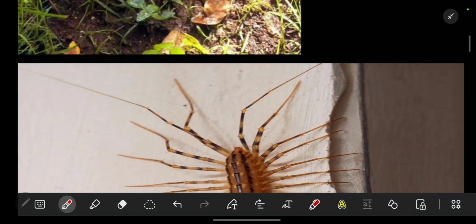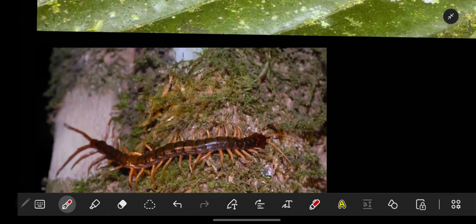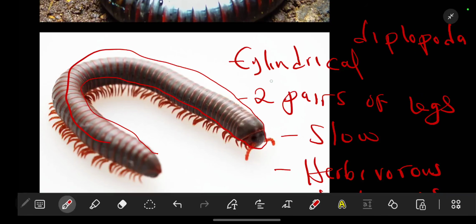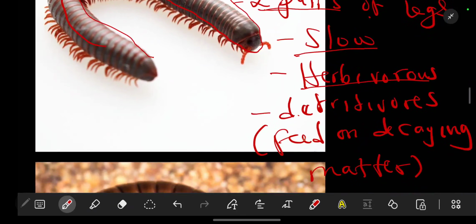Remember what we said about the class Chilopoda: the first pair of legs is modified to form what we call the forcipules, which have venom that is able to kill other animals. This one is the Chilopoda, because they have one pair of legs per segment. So we have looked at a number of characteristics of Diplopoda. They are cylindrical. They have two pairs of legs; di means two. They are slow. They are herbivores, meaning they eat plants. They are also detritivores, which means they feed on decaying matter.